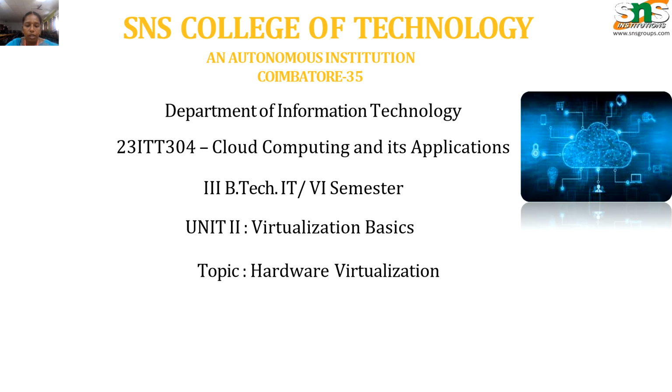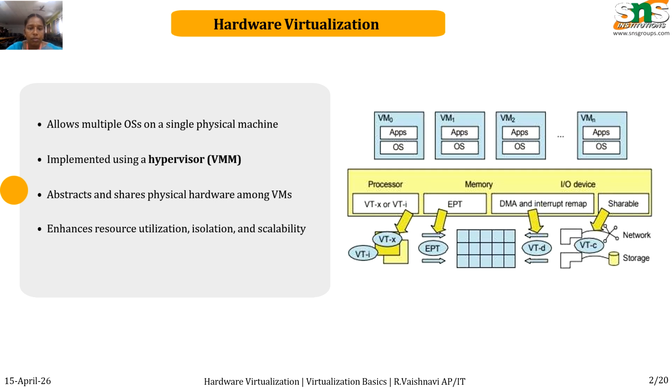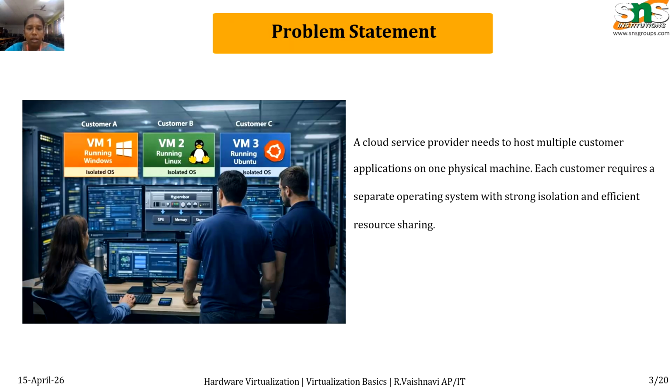Now we are going to see about hardware virtualization in cloud computing and its applications. First one, hardware virtualization. It allows multiple OS on a single physical machine. It is implemented using the hypervisor, that is, virtual machines. And then it abstracts and shares the physical hardware among the virtual machines, and it enhances resource utilization, isolation, and scalability.